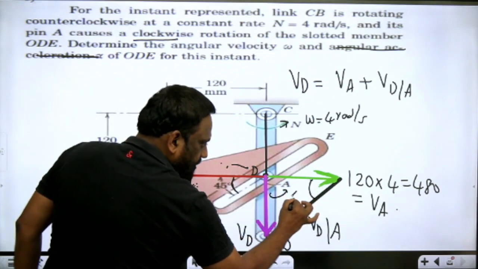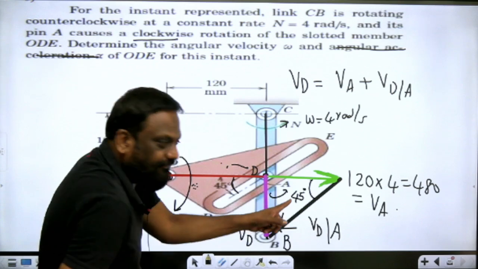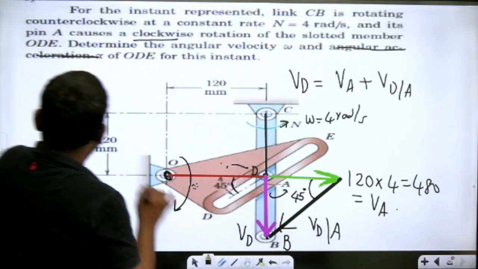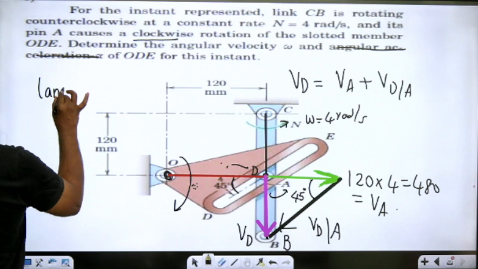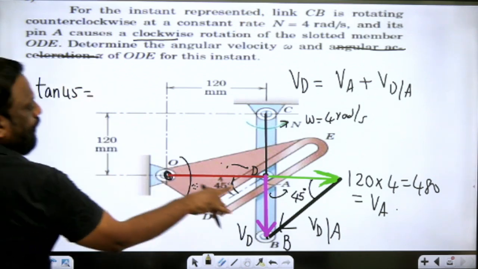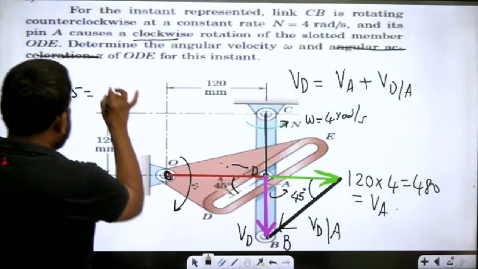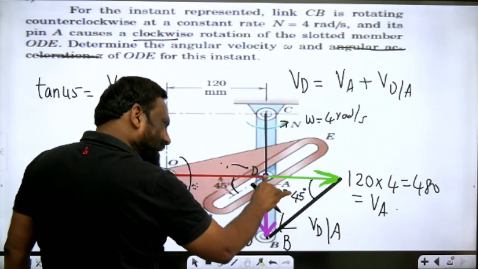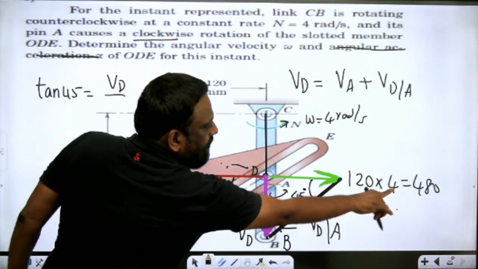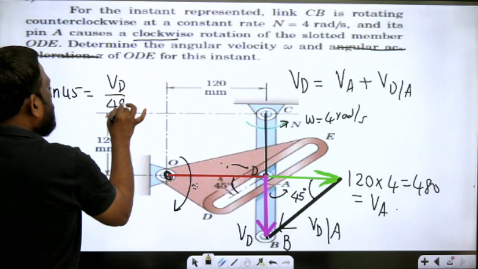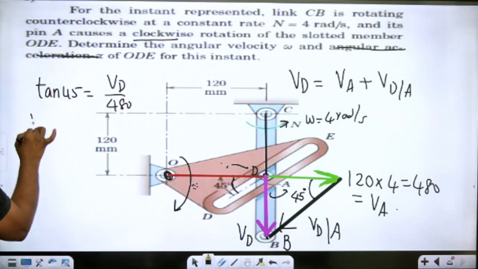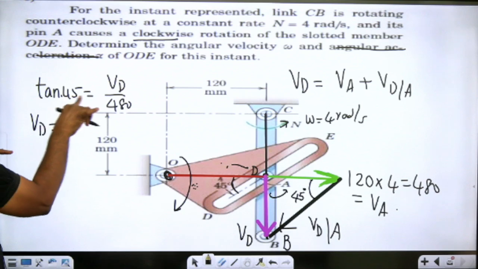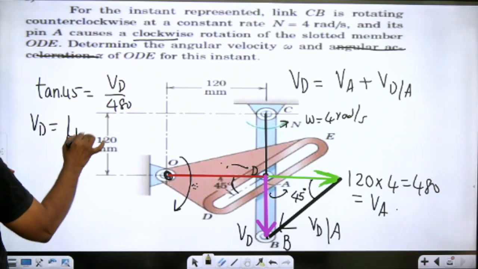If this angle is 45, tan 45 is opposite by adjacent, so tan 45 is equal to VD by VA. VA is how much? 480. Tan 45 is 1, so VD will be equal to 1 into 480, so this will be 480.